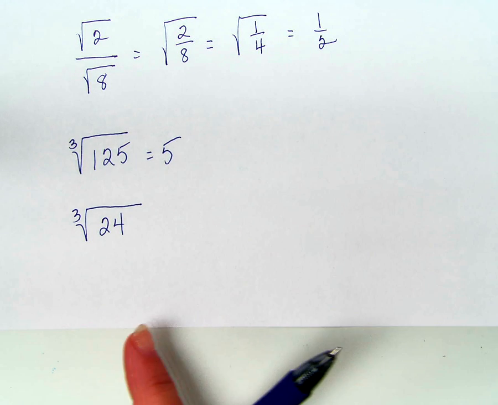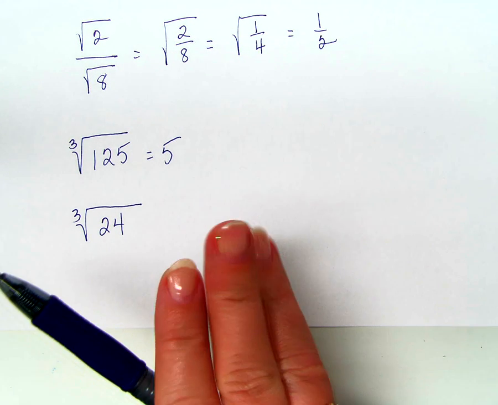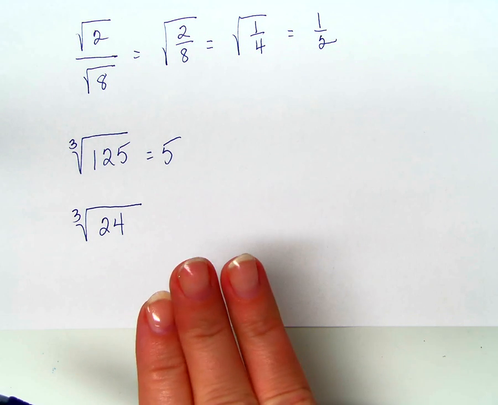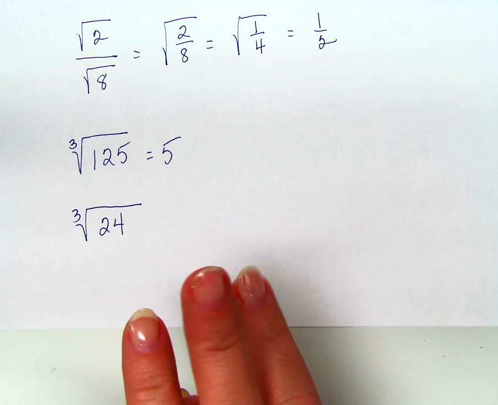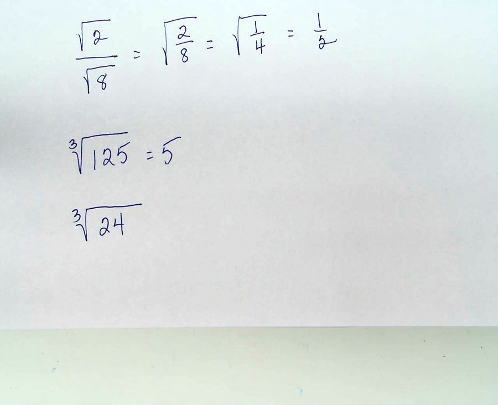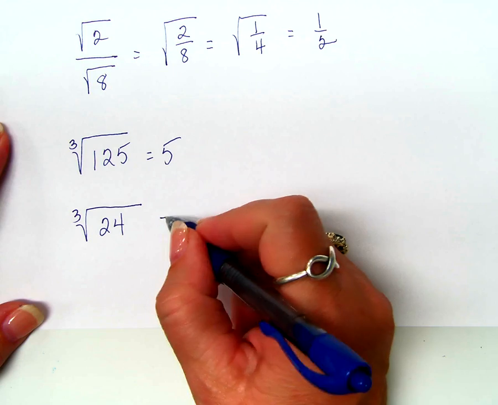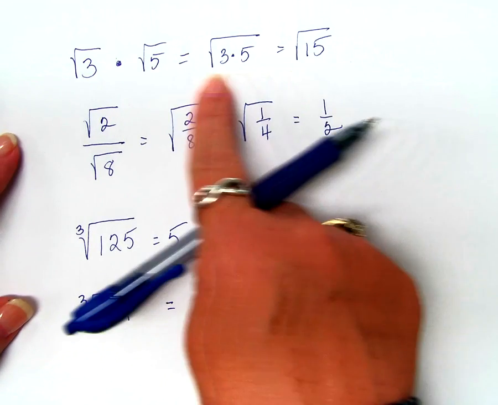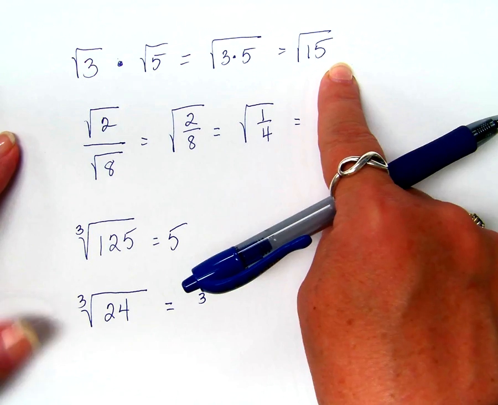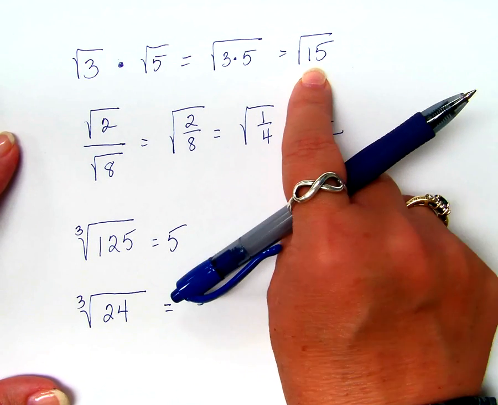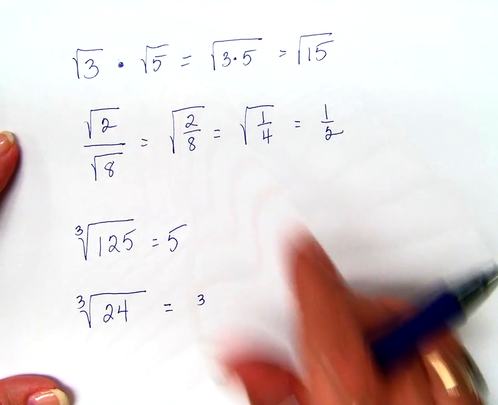Now, I could have thought about it to begin with and said what times what times what equals 24. Well, I know 2 times 2 times 2 is 8, and I know 3 times 3 times 3 is 27. So I know it's a little bit less than 3, but it's not a nice whole number, is it? So I have to think about this for just a second. And remember I told you we're going to use this? Now is the time. Now we're starting over here and we're going backwards to see if we can figure stuff out over here.